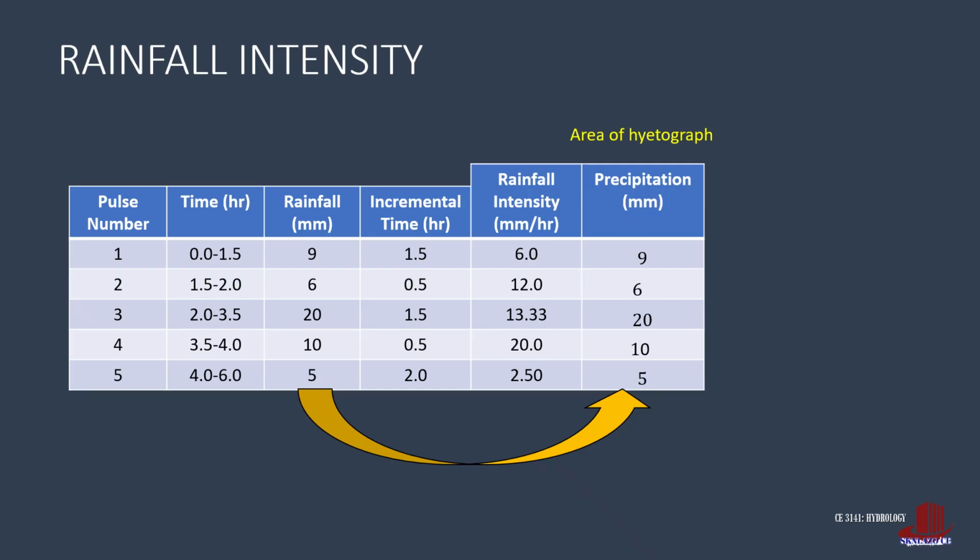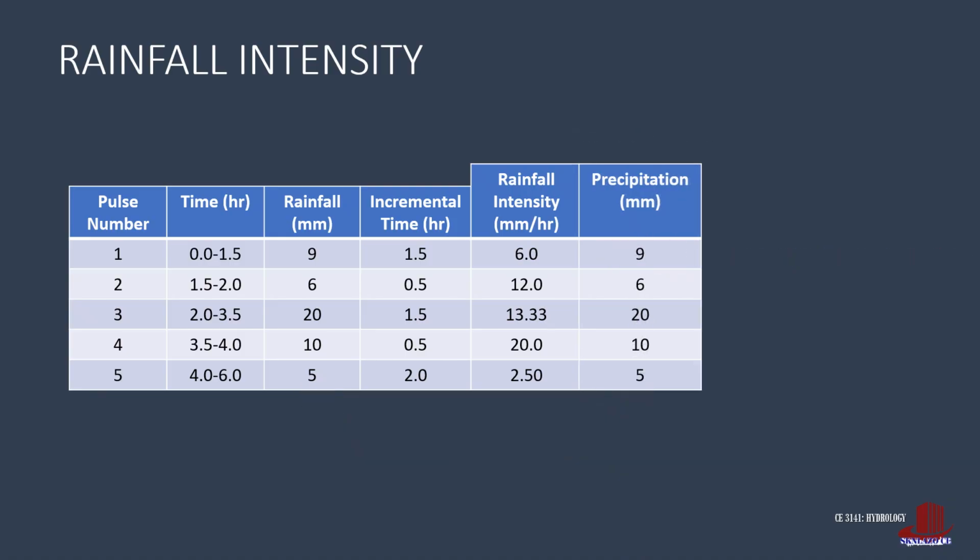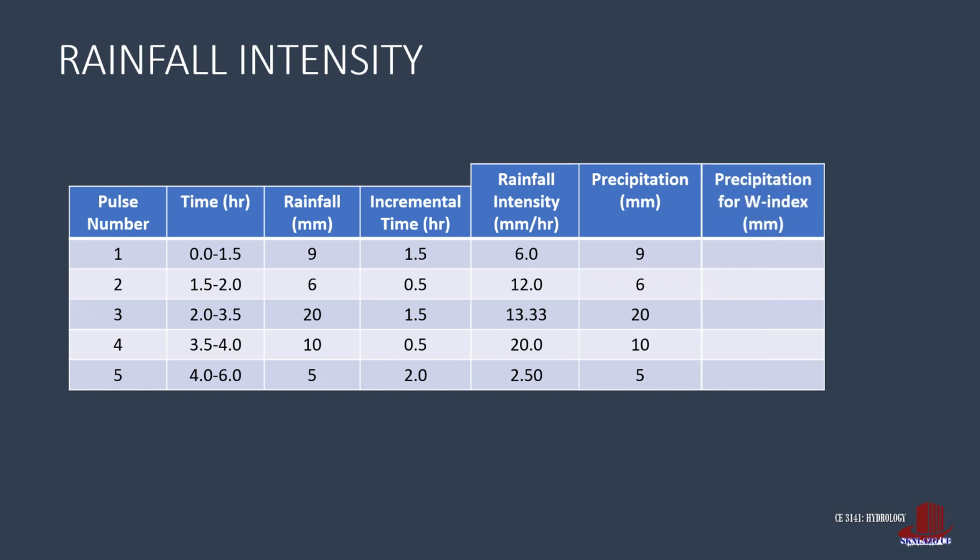Getting to know that revelation, move on and work on W index, which only differs from the phi index by taking off the initial abstraction from the first entry. In this case, the initial abstraction is 6 millimeters. So the precipitation for W index has to change a little bit, and that is with the initial entry of 9 minus the initial abstraction of 6 giving 3. All the remaining rainfall stay the same, 6, 20, 10, and 5.